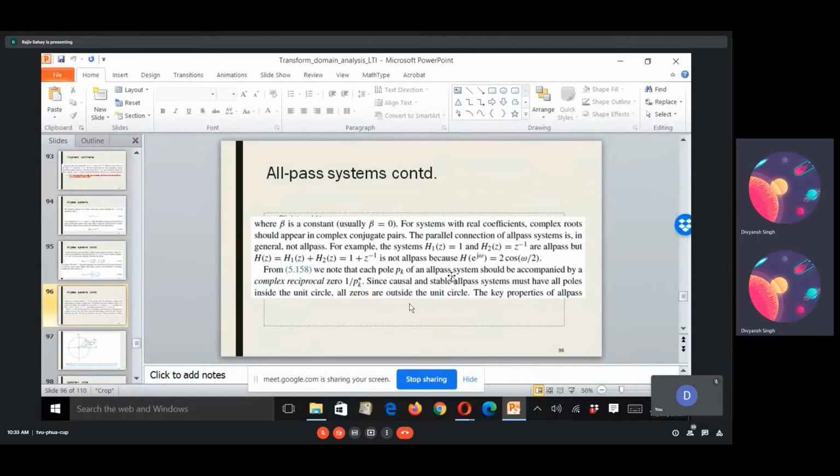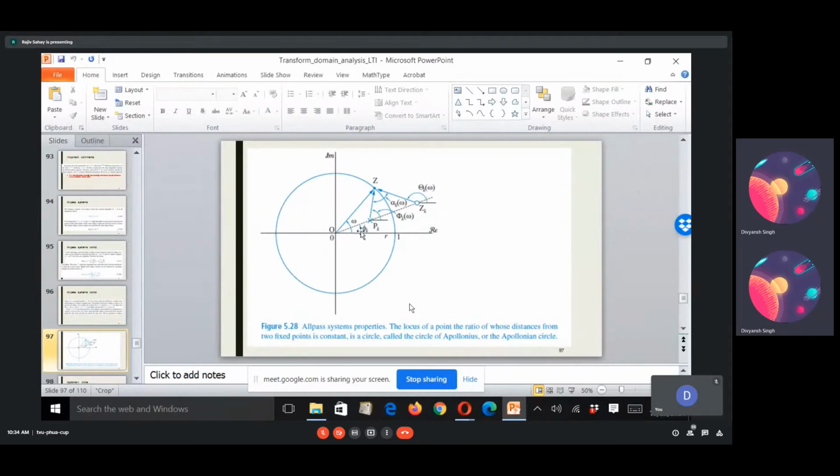Each pole pk of an all-pass system should be accompanied by a complex reciprocal zero, 1 by pk star. All causal and stable all-pass systems must have all poles inside the unit circle. If you want to create a causal and stable all-pass system, you must have a pole inside the unit circle and the corresponding reciprocal zero outside the unit circle. That can be shown with this diagram. You see there is a pole inside the unit circle and the corresponding reciprocal zero outside the unit circle. Can you see my cursor, everyone?